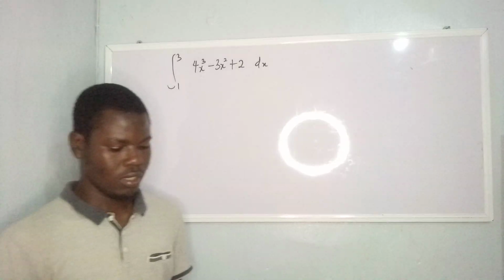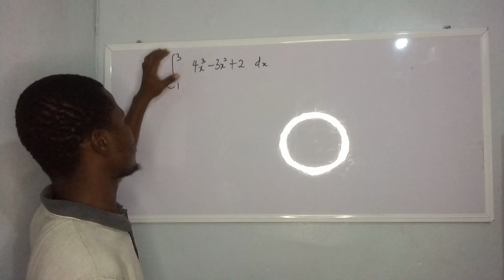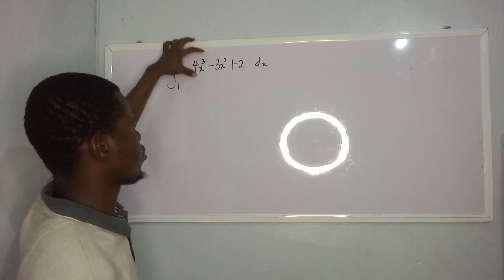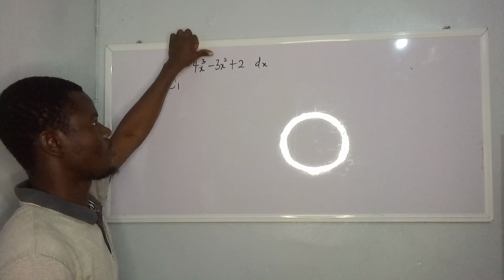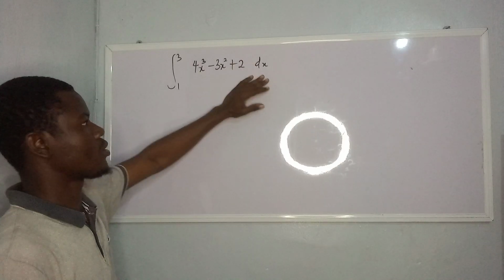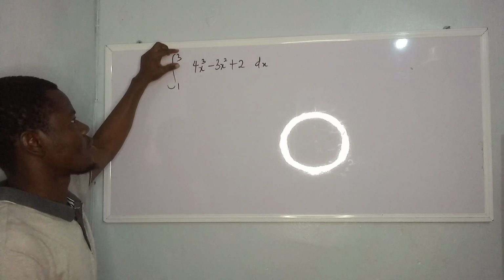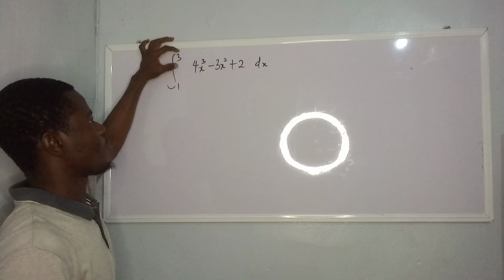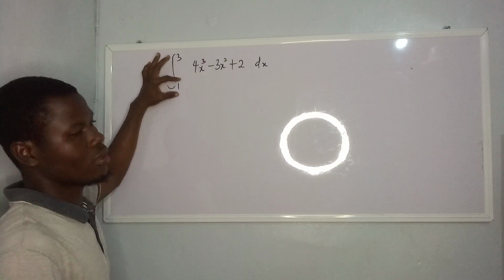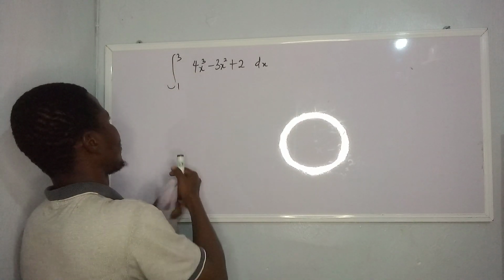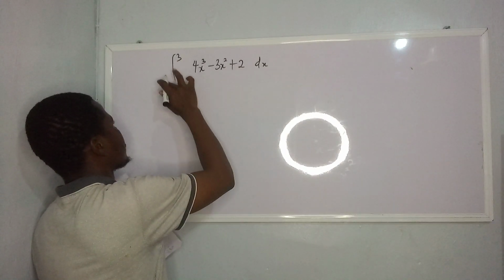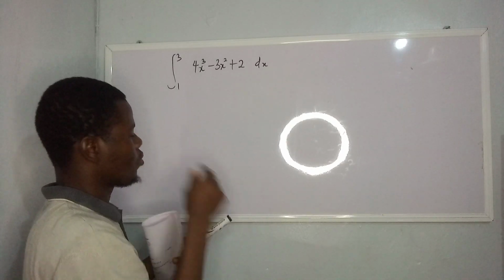So good everyone. So we have to integrate this expression 4x raised to power 3 minus 3x squared plus 2 dx, where the value of x is from 3 to 1 under this boundary, 3 to 1. So how do we integrate?